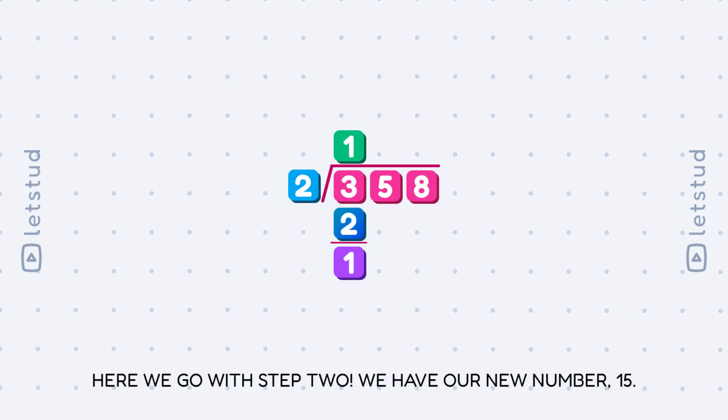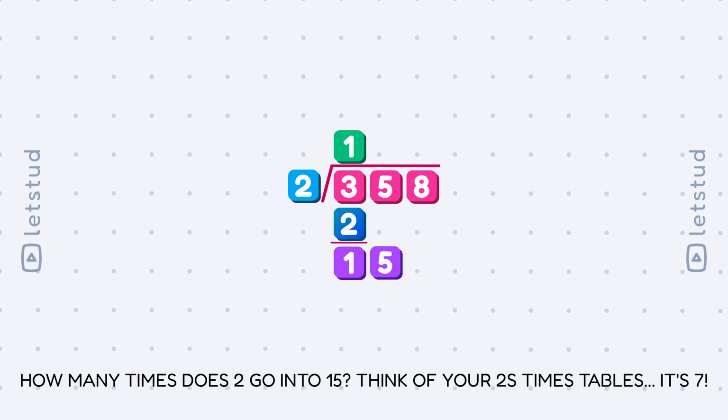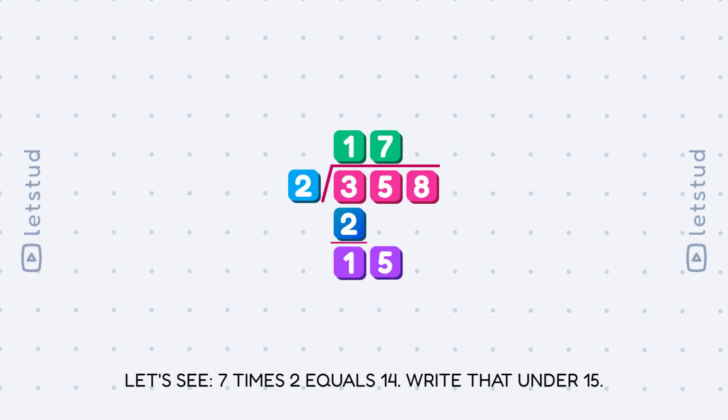Here we go with step 2. We have our new number, 15. We brought down the 5, so now we're working with 15. How many times does 2 go into 15? Think of your 2's times tables. It's 7. Let's see, 7 times 2 equals 14.